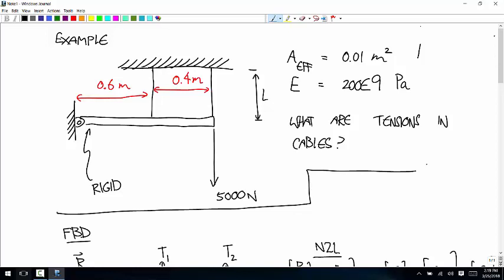So yeah, any problem like that where you have two members that are working together to counteract some external force, the location where you put these things is going to have an effect on how they support that load.